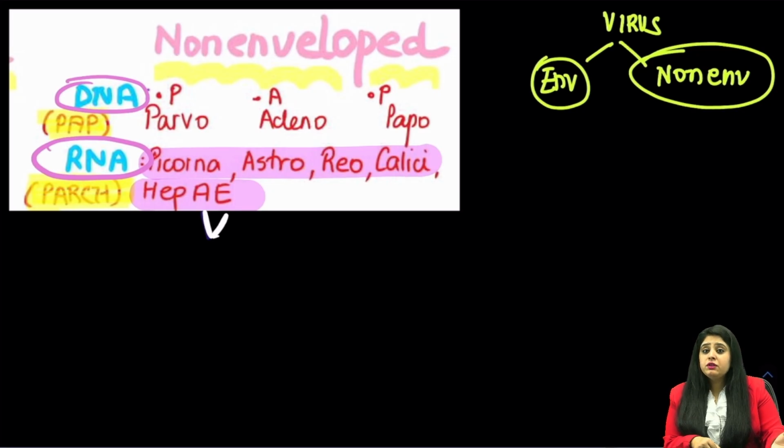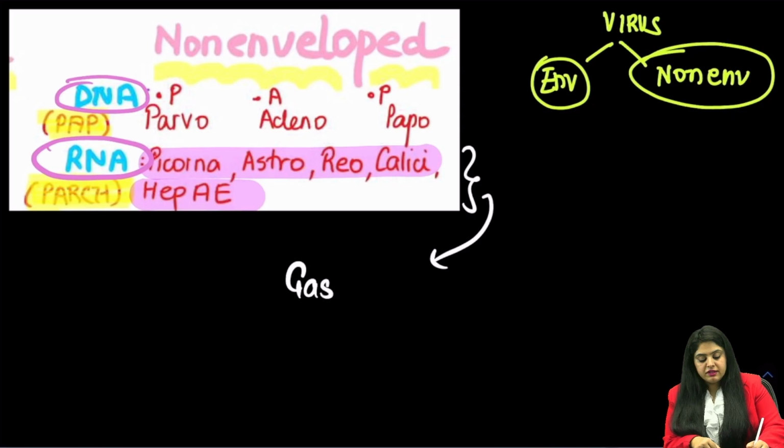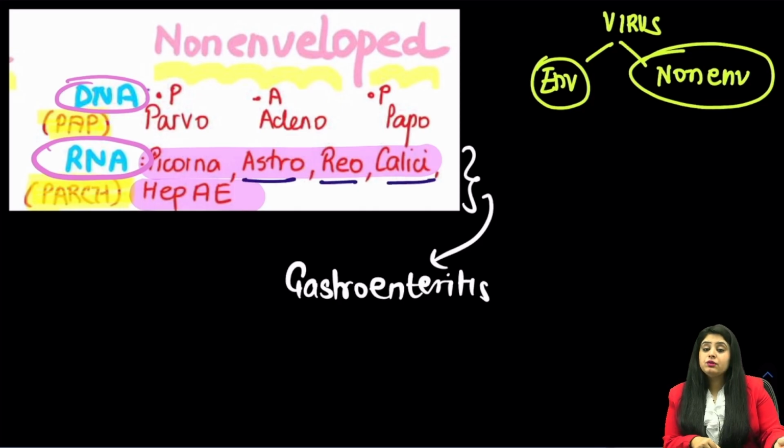viruses. Why? Because they are fecal-oral. They are the ones which cause gastroenteritis. Actually, you will realize that all of these are very famous for causing gastroenteritis. Whether it is calicivirus or Reo, everyone knows, it is the rota virus. Astro also I told you, picorna can also cause. Picorna includes polio also. Polio also can go into the alimentary tract. Hepatitis A and E also cause gastroenteritis.